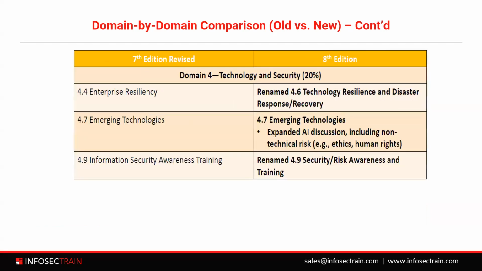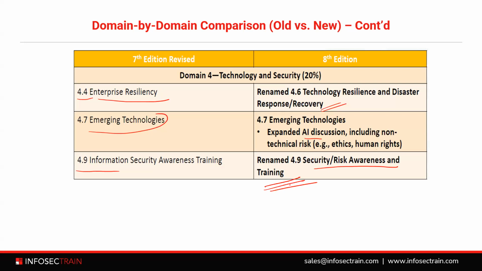Continuing with Domain 4, technology and security. Earlier 4.4, enterprise resiliency, has now been renamed as technology resilience and disaster response recovery. 4.7, emerging technologies. They have added something more specific about artificial intelligence discussion, including non-technical risk, for example, ethics and human rights. 4.9, information security awareness training has been renamed as security or risk awareness and training.